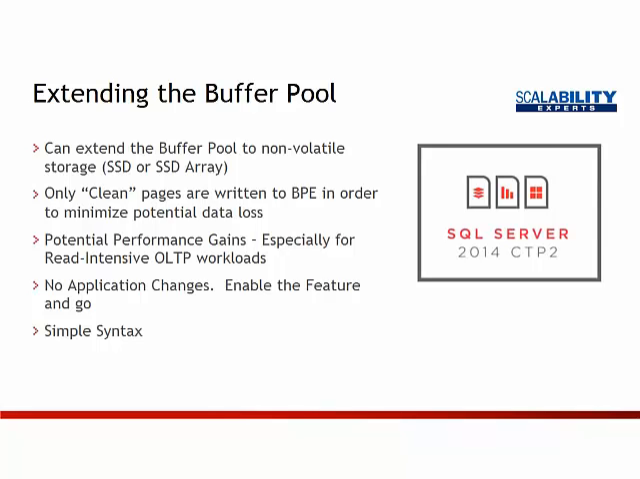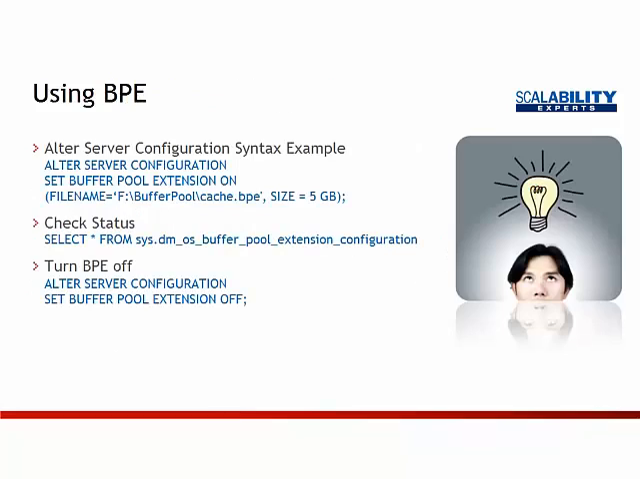And my favorite part of this is there are no application changes. You just enable the feature and go. Very simple syntax, and here's an example of the syntax. It's just a simple ALTER SERVER CONFIGURATION. You tell it where the BPE file is going to be and how big it is. There's a DMV to see how you're using it, and you can turn it off very easily, again, with an ALTER SERVER CONFIGURATION command. So it's very easy to implement, and it can save you some money on licensing as well.